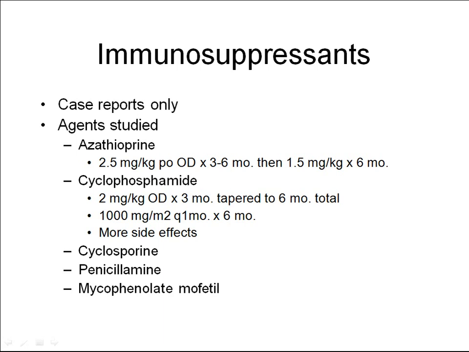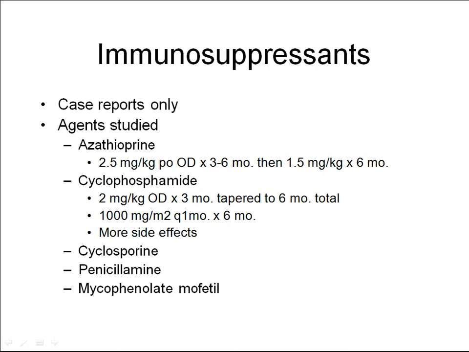So in terms of immunosuppressive therapy for RPF, there are only case reports in the literature, and it's a very small case series. Some of the agents studied include azathioprine, given at a dose at 2.5 milligrams per kilogram daily for 3 to 6 months, then tapering for another 6 months for a total 12-month treatment.